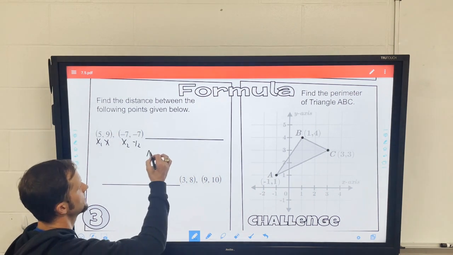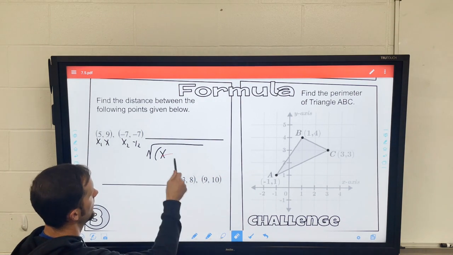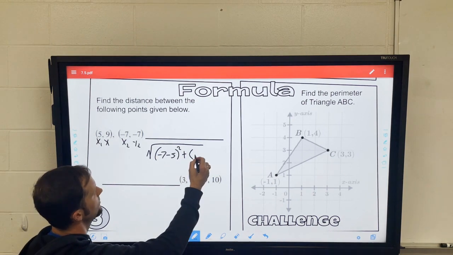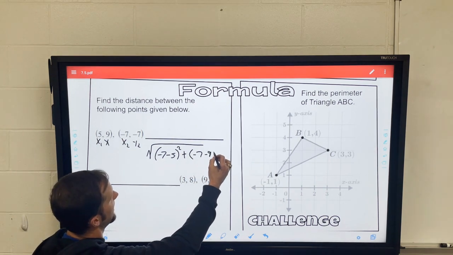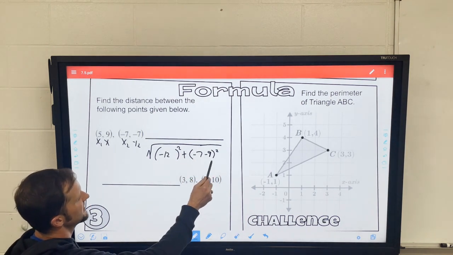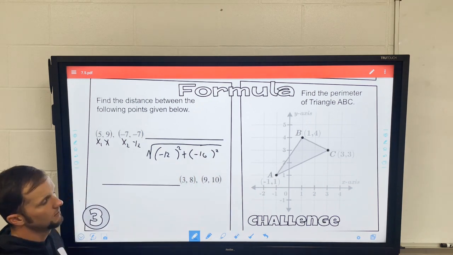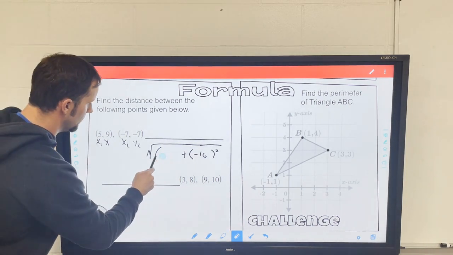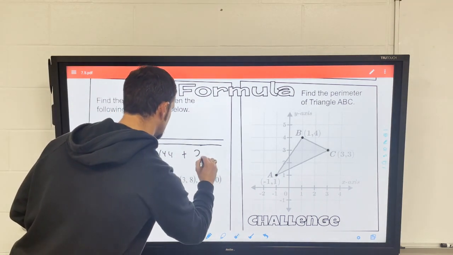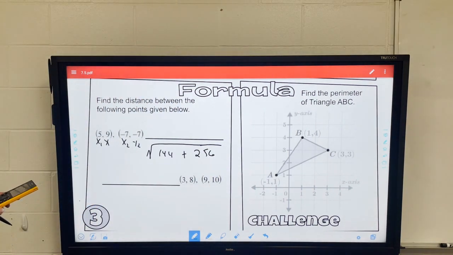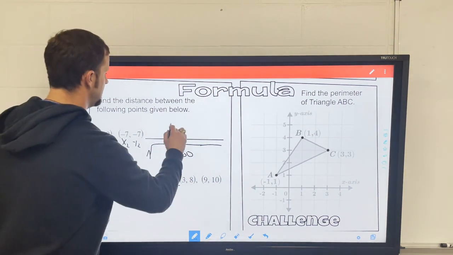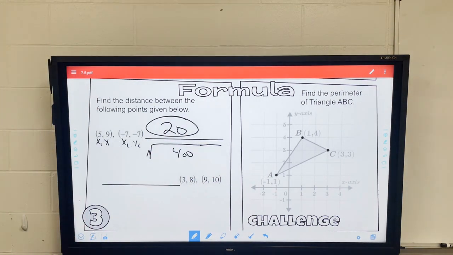So I have the square root of x2, which is going to give me -7, minus x1, which is 5, plus y2, which is -7, minus y1, which is -9. And I'm squaring that, okay? So -7 minus 5 is going to give me -12. -7 minus 9 is going to give me -16. And now -12 times -12 is going to give me 144. And then 16 times 16 is going to give me 256. And if I add those together, 144 and 256, that's going to give me 400 in here. And then the square root of 400 is going to give me 20. So the final answer for the first one is going to be a solid answer of 20.